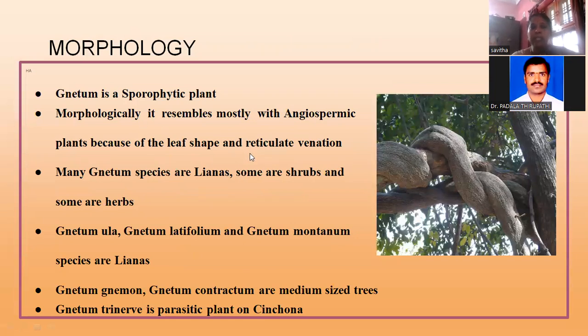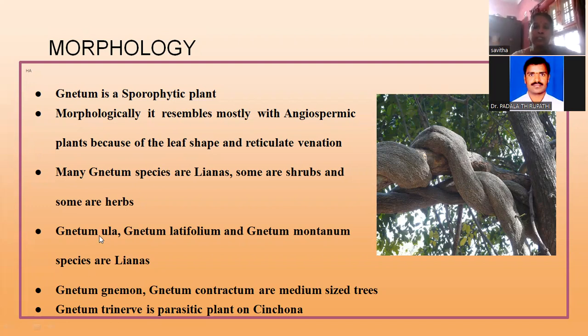So here are three types of plants: trees, where Gnetum gnemon is the example, and for the lianas, it is Gnetum ula and Gnetum africanum. Most of the plants in Gnetum are lianas only. They are woody climbers. Some may be bushes, some may be herbs, or some may be shrubs. Most of the species of Gnetum are woody climbers. They twine around the host with their woody stem.